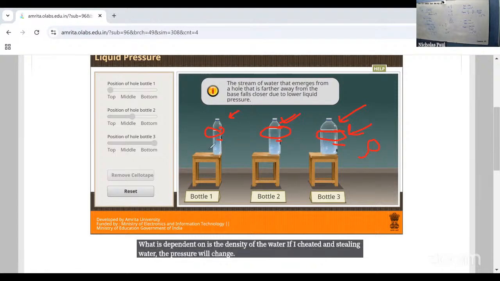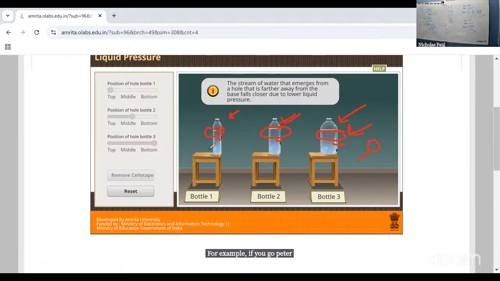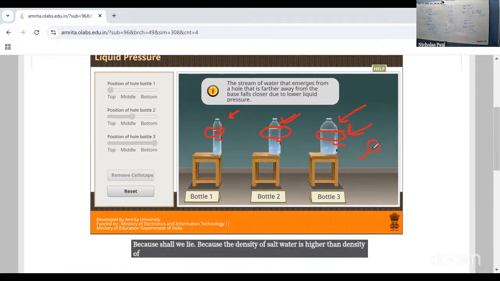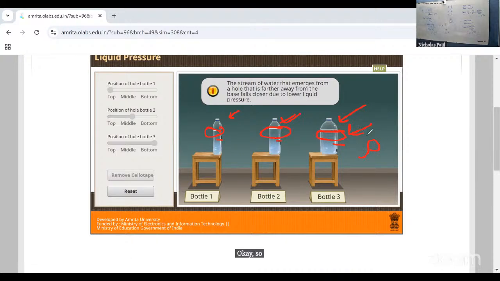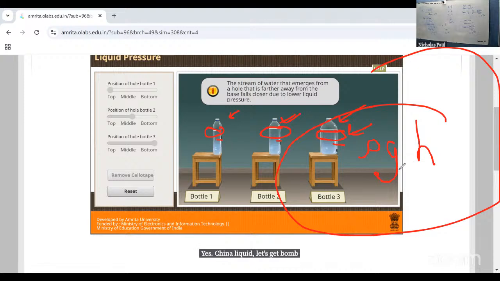So for example, if you go to the same depth in a pool as in the ocean, the pressure in the ocean will be larger, right? Because the density of salt water is higher than the density of normal water. Okay, so pressure is dependent on density, on gravity, and on depth. The pressure in a liquid is given by rho g h. You remember the symbol for density? The kind of funny looking p.